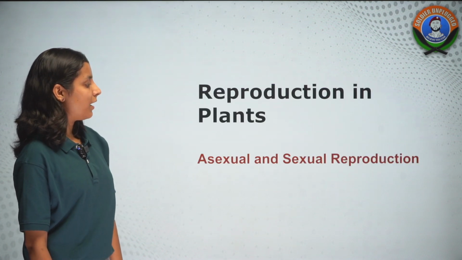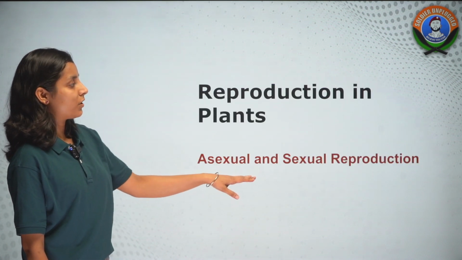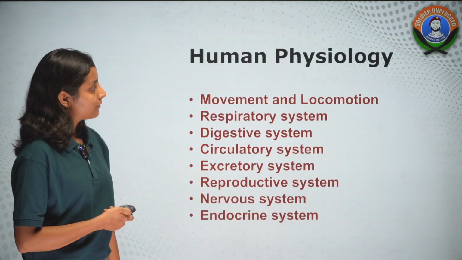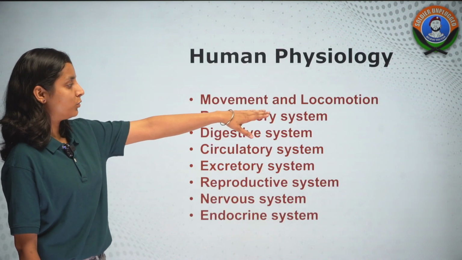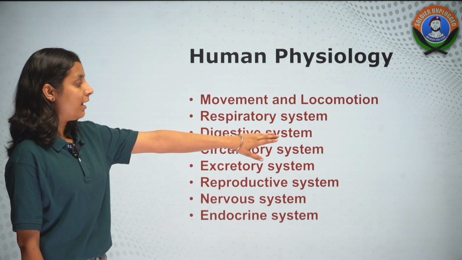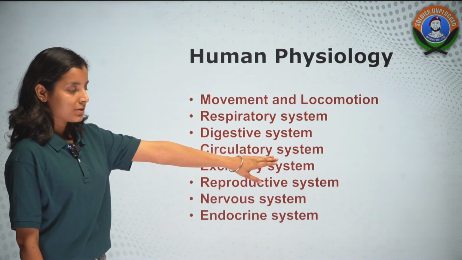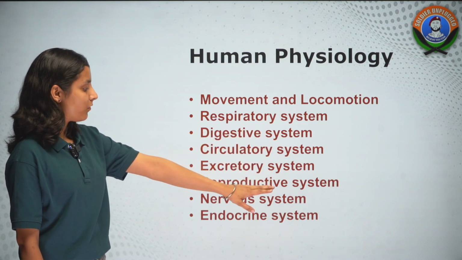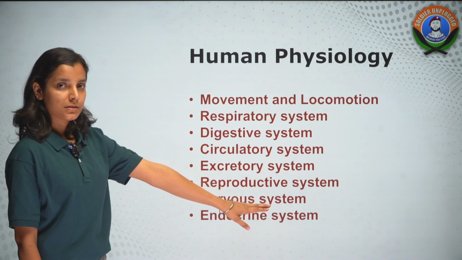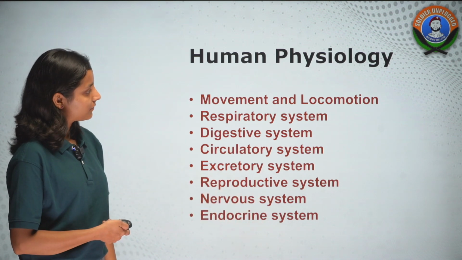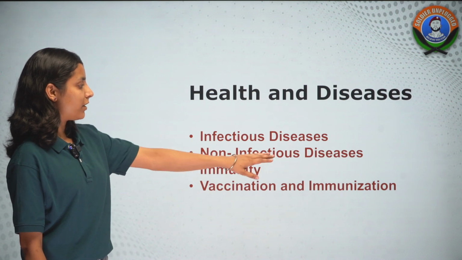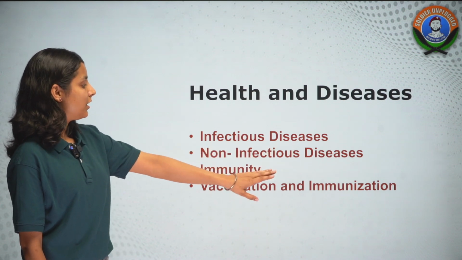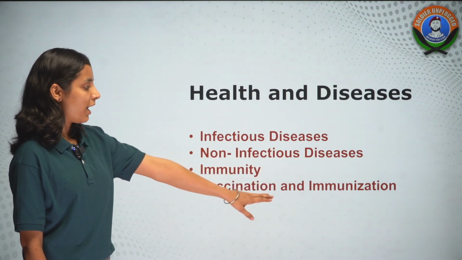Then we have reproduction in plants. In this we'll talk about asexual and sexual reproduction in plants. Then human physiology. In human physiology our first topic is movement and locomotion. Then respiratory system, digestive system, circulatory system, excretory system, reproductive system, nervous system and endocrine system. Now we have health and diseases. In this we'll talk about infectious diseases and non-infectious. Then immunity, vaccination and immunization.